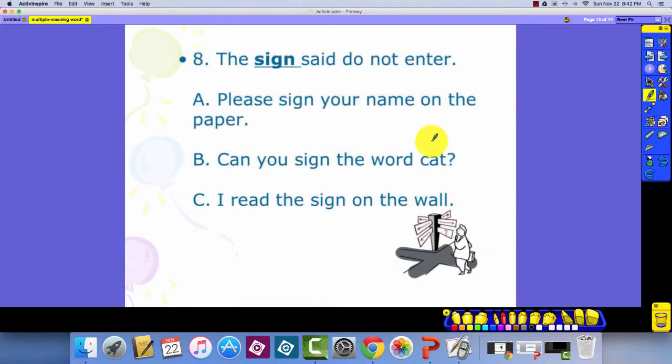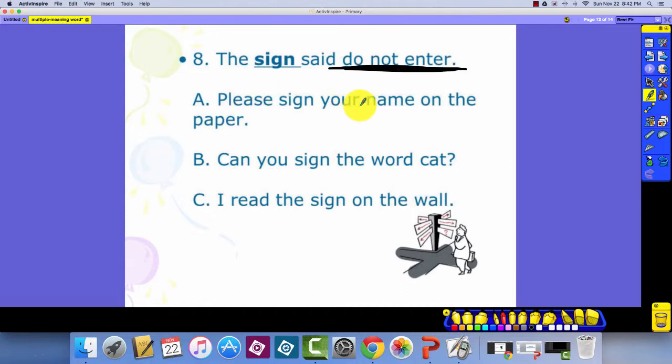Okay. The sign said, do not enter. Let's see what sentence uses sign in the same way, okay? So this sign said do not enter. So our clue in the sentence is right here, do not enter. So something, a signal of some sort, was telling someone not to do something, okay?